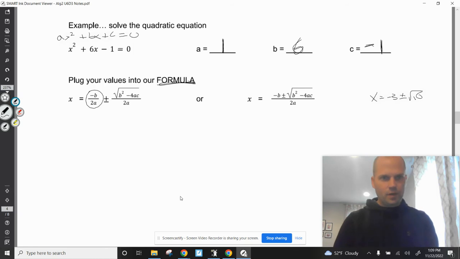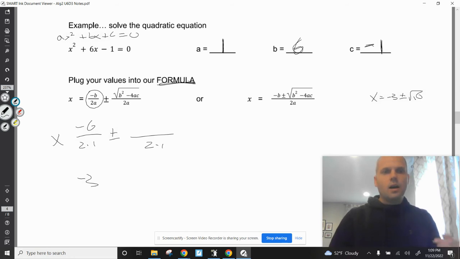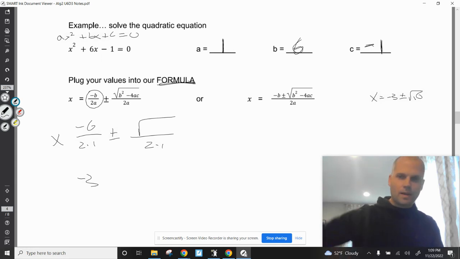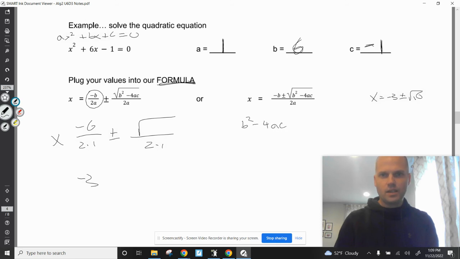And I get -3. What I did was the opposite of b over 2 times a, and I got -3. Okay, I did this all at once. Now I got a plus or minus. Now, we got the 2 times 1 on the bottom, so let's leave that 2 times 1. On the top, I like to do everything inside the square root first and then worry about the square root later. So let's worry about just the b squared minus the 4ac.